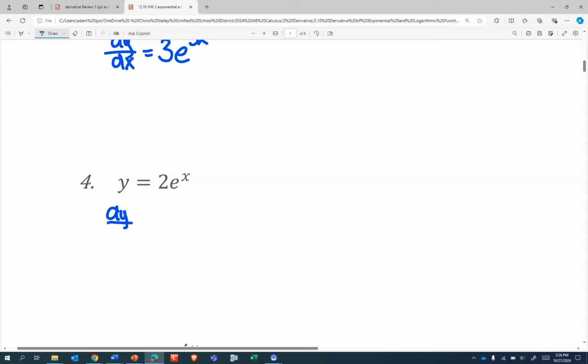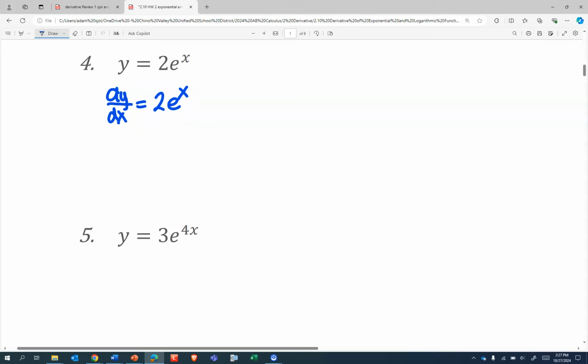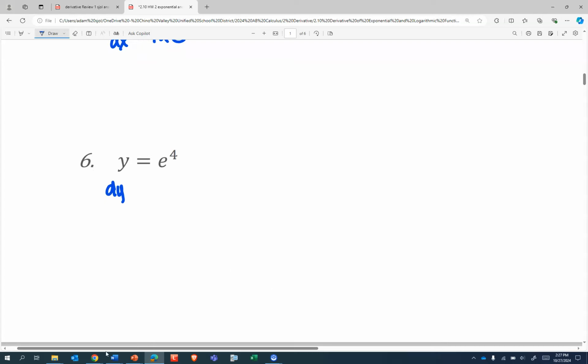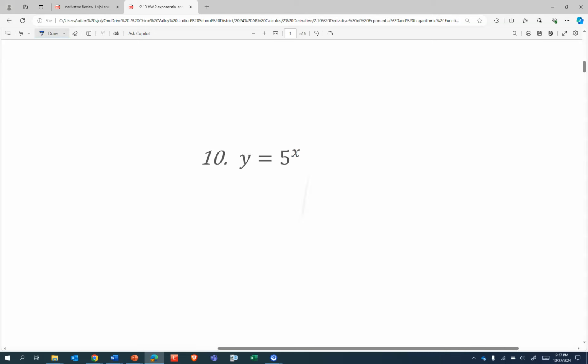And you might think we have to do something hard here, but we don't. The derivative of 2e to the x is just 2e to the x. That 2 is a constant multiplier. We can just basically ignore it. Okay, so the derivative of 3e to the 4x: e to the 4x has a derivative of e to the 4x times 4, so we'll just do 3 times that 4 is 12e to the 4x. And the derivative of e to the 4th, hopefully you caught it early, is just 0. The derivative of a constant is 0.